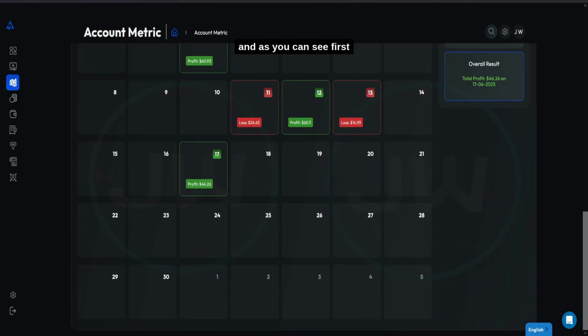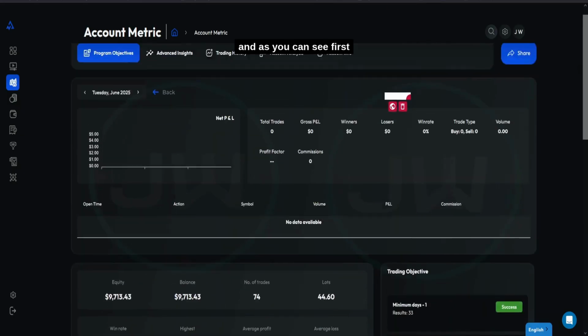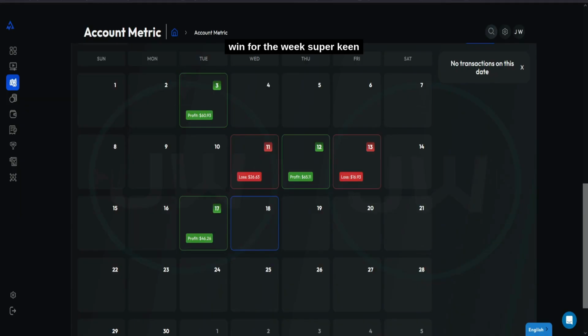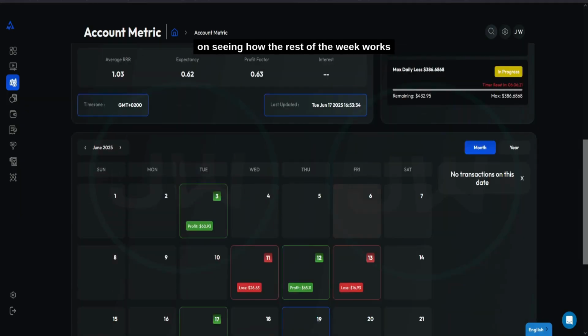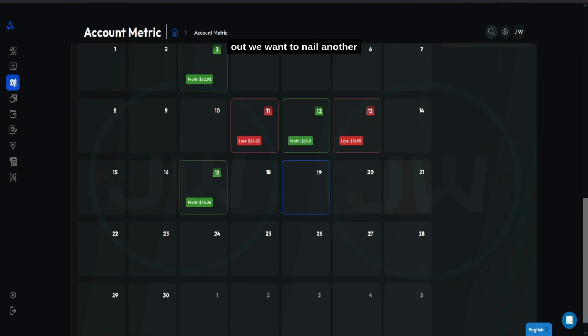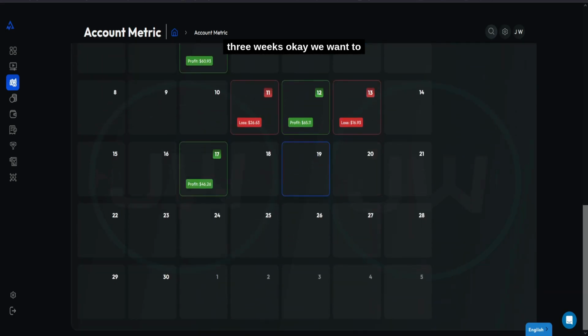That's the amount we ended up with. And as you can see, first win for the week. Super keen on seeing how the rest of the week works out. We want to nail another profitable week, just like the last 2-3 weeks. Okay, we want to make this a profitable month overall. So I'm really glad that we ended up with that amount.